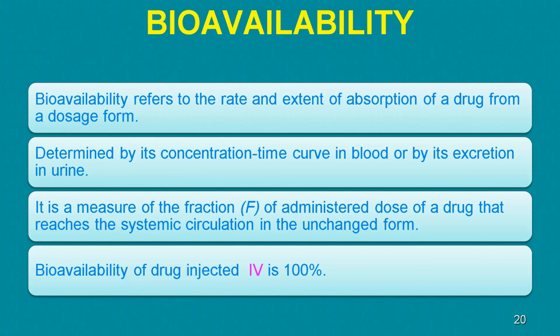So it is a measure of the fraction of the administered dose of the drug, denoted as F, that reaches the systemic circulation in the unchanged form. So please remember that bioavailability is a measure of the fraction of the administered dose of the drug that reaches the systemic circulation in the unchanged form. If it is changed, then the half-life becomes much more and it gets excreted. The bioavailability of a drug injected IV is 100%, meaning there is no spillage or wastage of the drug. Whereas in the case of an orally acting drug, it differs a lot.